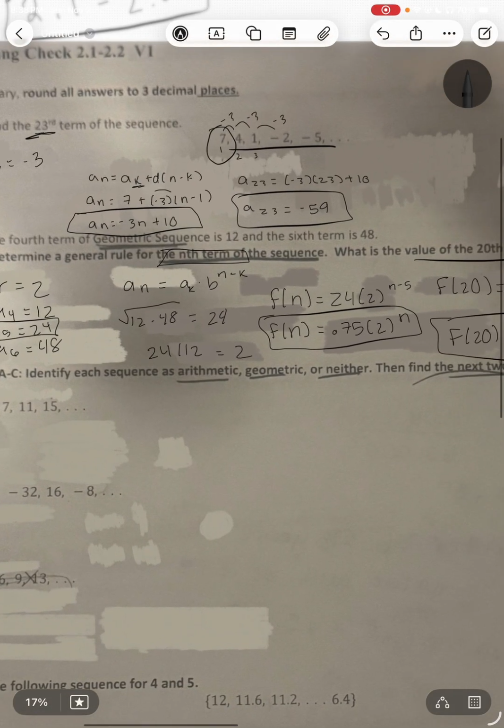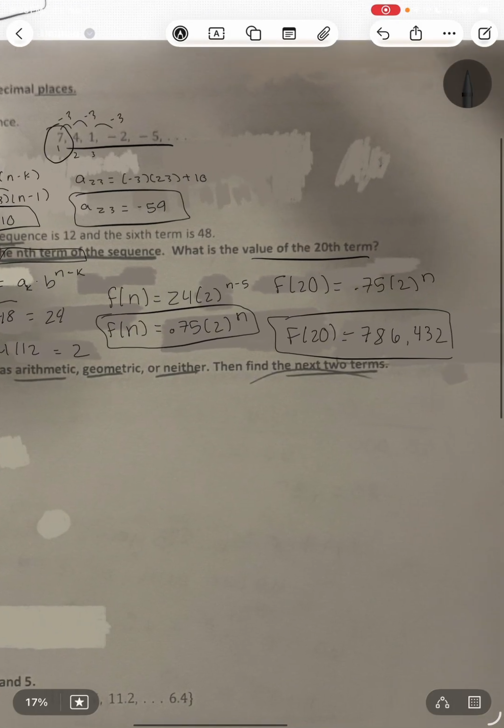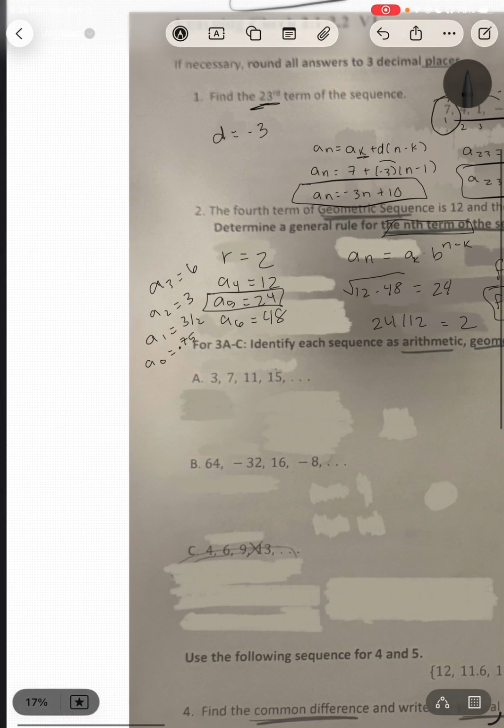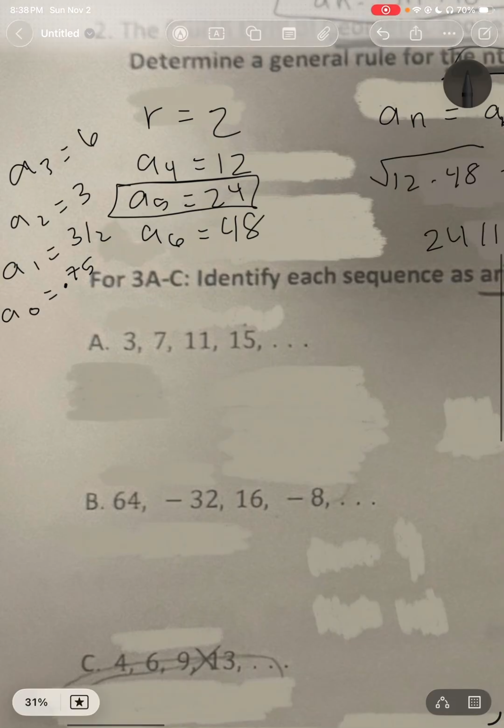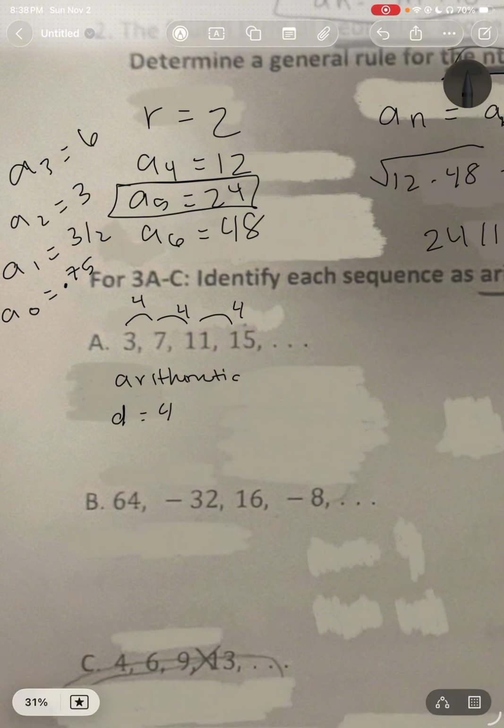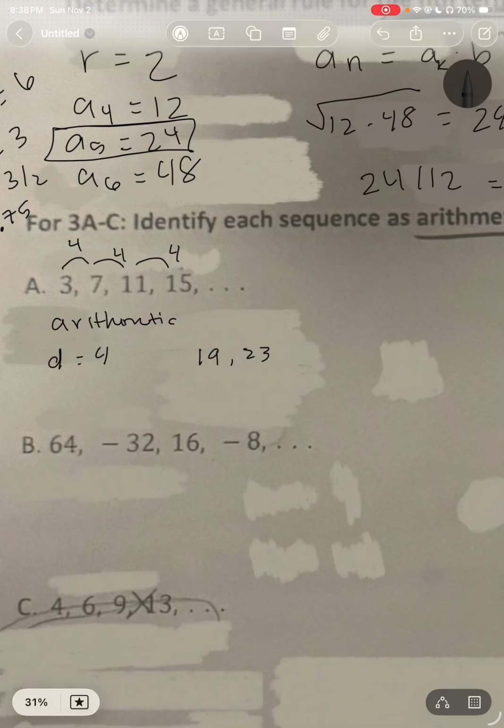Now, moving on. Identify each sequence as arithmetic, geometric, or neither. Then find the next two terms. All right, over here, we see that it is increasing by 4, 4, and 4. So this is arithmetic, and our difference is 4. We know the next terms, if the difference is 4, will be 19 and 23, because 4 plus 15 is 19, and 4 plus 19 is 23.